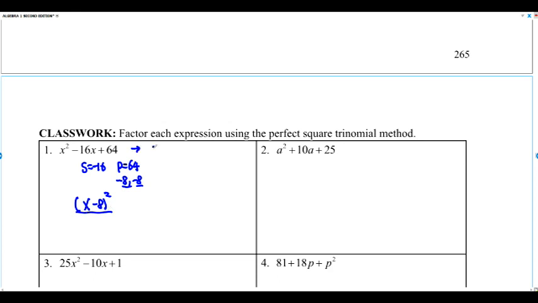This is what we call a perfect square trinomial.